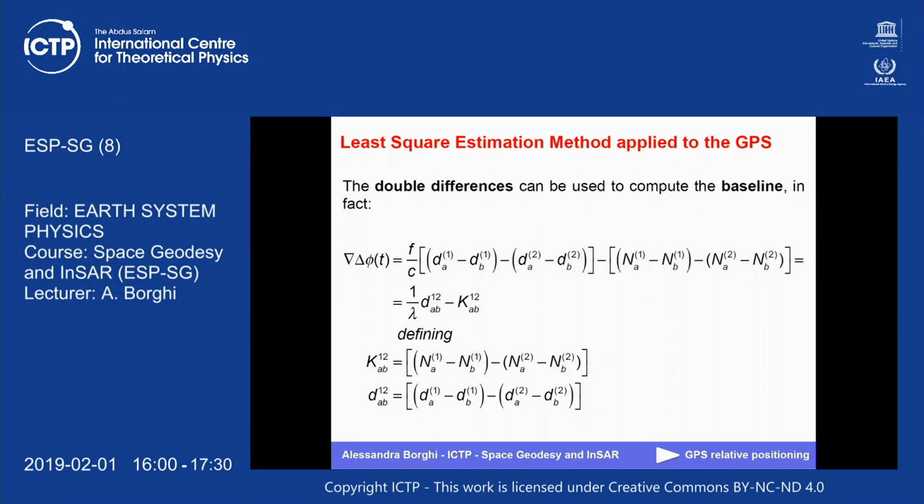Okay, after this introduction to least square estimation, we came back to the processing of the GPS data. We are at the point that we have seen that the double differences is one of the most used observables of the GPS, because it could reduce a lot of common error in the GPS observation.